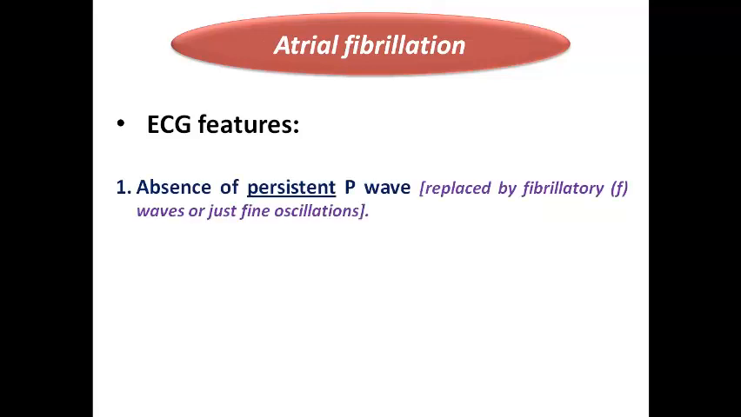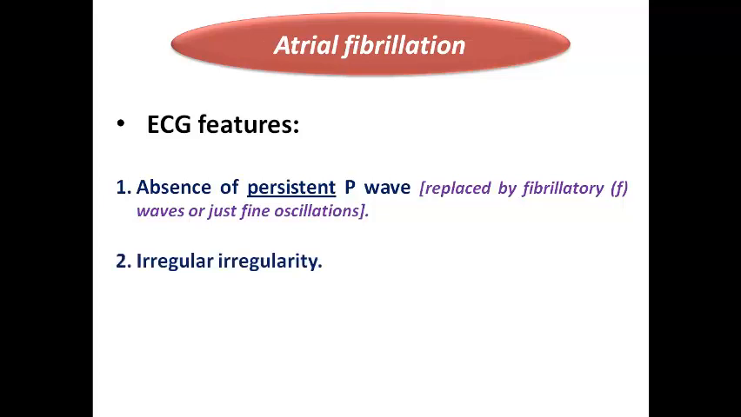Absence of persistent P wave, because they are replaced by the fibrillatory waves in most of the cases, which are called F waves, or sometimes just very fine oscillations in the isoelectric line, but there is no persistent P wave. And here I mean the word persistent, because sometimes you may see something seeming like a P wave, but it is not persistent before each complex. In order to call it sinus rhythm, I need to have a persistent P wave before each complex. If there is just one P wave you can see in one of the cycles, but in the other beats there are no P waves, so it is atrial fibrillation.